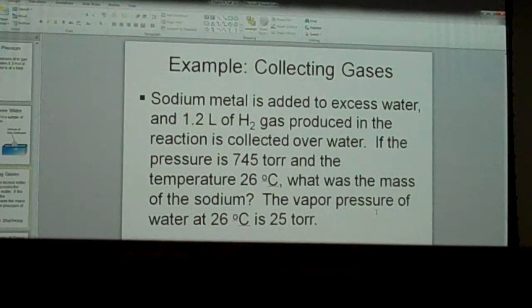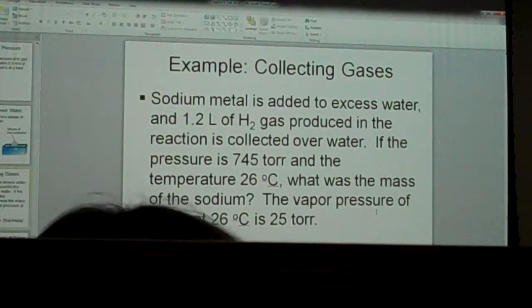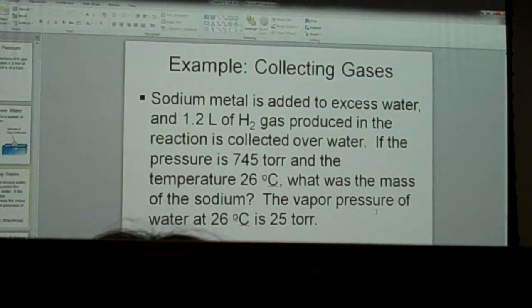Look at this question. It says sodium metal is added to excess water. We're going to do this one, actually. 1.2 liters of hydrogen gas is produced in the reaction, and it is collected over water. If the pressure in the room and inside above the water is 745 torr at a temperature of 26 degrees Celsius, what is the mass of the sodium? So, in other words, look at the equation. We took a chunk of sodium, dropped it in some water. A reaction took place. Hydrogen gas is produced and sodium hydroxide. We know the volume of the hydrogen gas produced, and we know the pressure. We want to calculate the grams of sodium that did it.